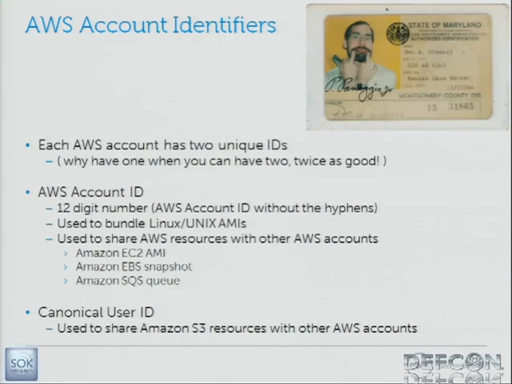Account identifiers. There are two account identifiers. There's a canonical one, which you use for certain APIs, and there's just another ID that you use for other APIs. It's not really a secret, but it's a long string of digits that you could inadvertently expose in your images as well.